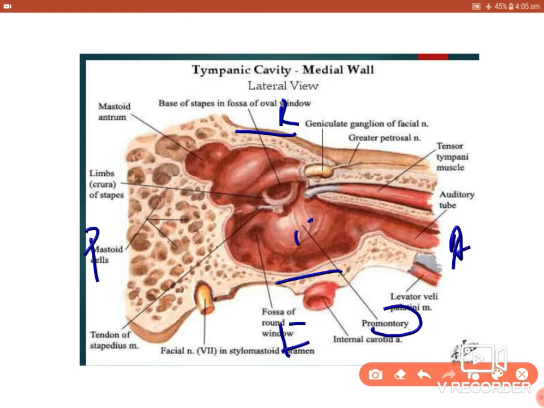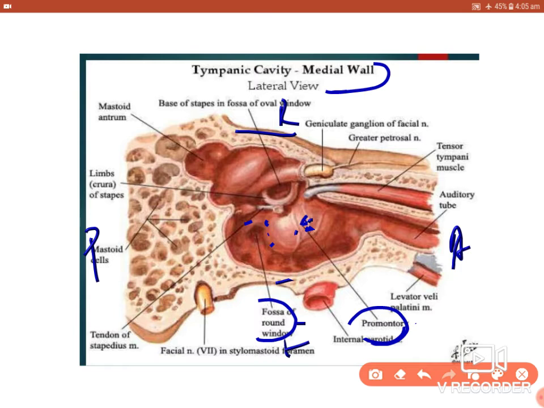This promontory is named in this medial wall of the middle ear. This promontory is actually due to the first turn of the cochlea of the inner ear forming this projection. That projection is named the promontory. Then in the posterior of this promontory, you can see a round depression here. This is the round window.